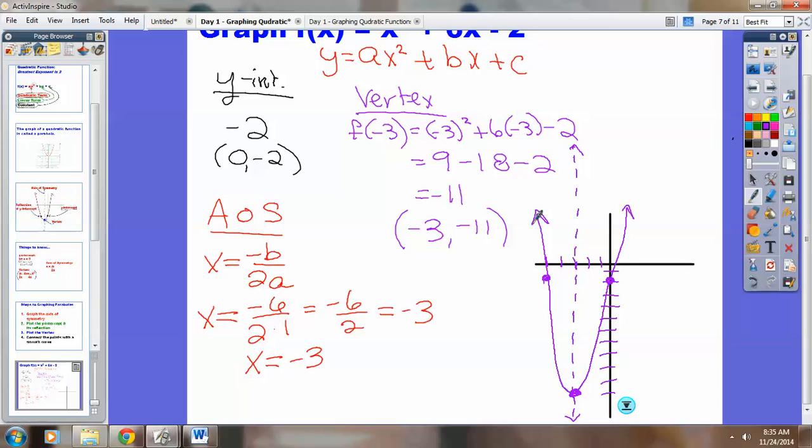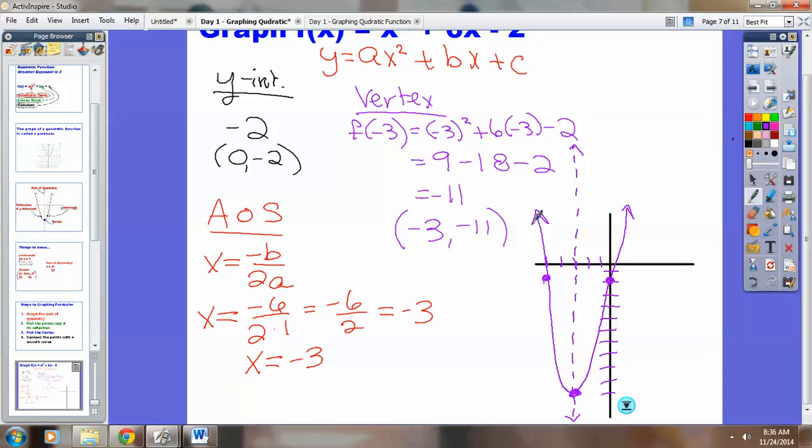Let's try another example together. We have f of x equals x squared plus 4x minus 3. Go ahead and copy this down. You'll have to flip it over to the back side of your notes. Like we said in the last one, there are 3 things we have to find. It really doesn't matter what you find first, except I would find the axis of symmetry way before I find my vertex. Well, let's start with the y-intercept.